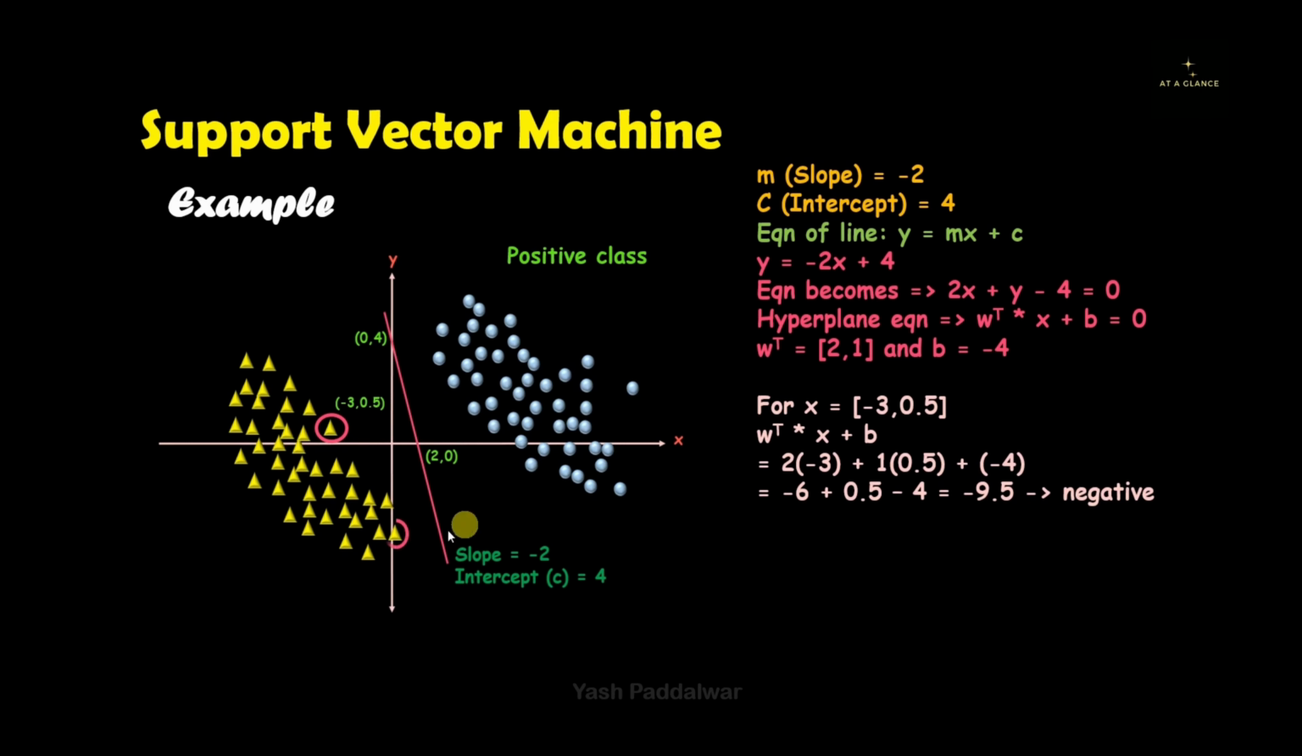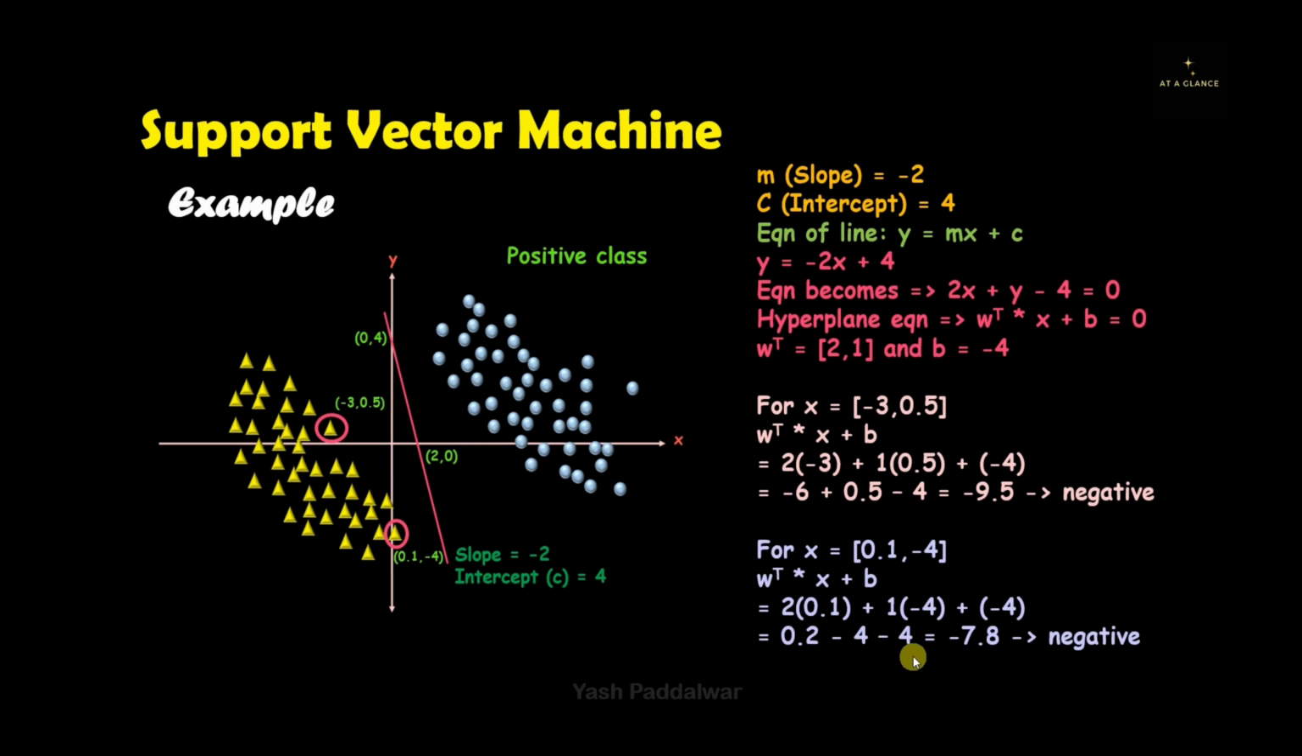Similarly, if you consider one more data point from the same class of triangles, let's say this particular data point has the coordinate 0.1, minus 4. We'll consider now this as X. So let's say X is 0.1, minus 4. So similarly, if we compute the value by plugging in all the values in the expression W transpose multiplied by X plus B, we will get the answer after computation as minus 7.8, which is again negative. Similarly, if you take any other data point from the class of triangles, you will always get a negative answer. And that is why this particular class is called the negative class.